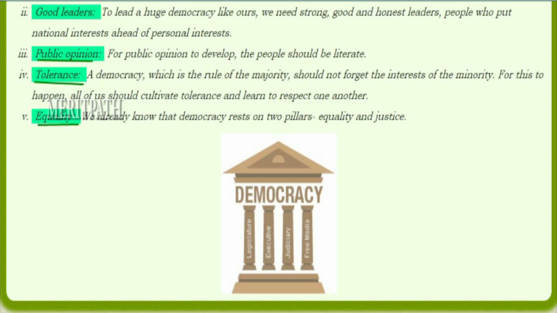Tolerance. A democracy which follows majority rule should not forget the interests of the minority also. For this to happen, all of us should cultivate the habit of tolerance and learn to respect each other. Next is equality. Democracy rests on two pillars, that is equality and justice.